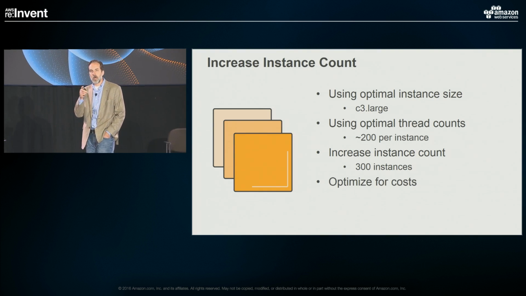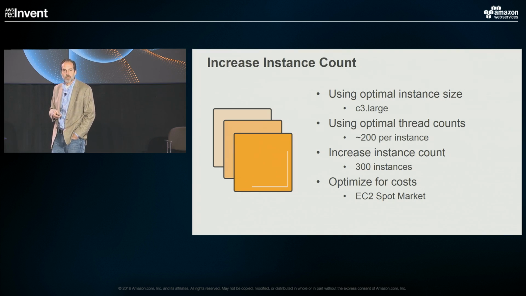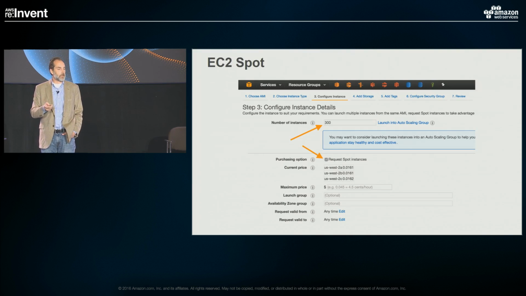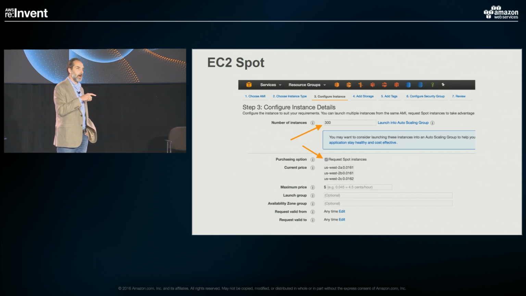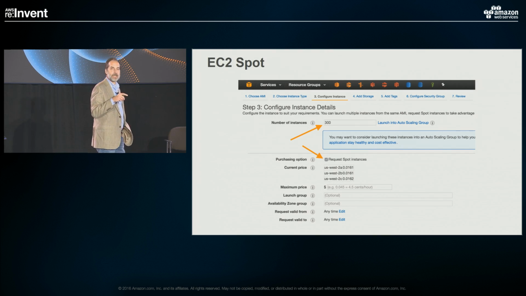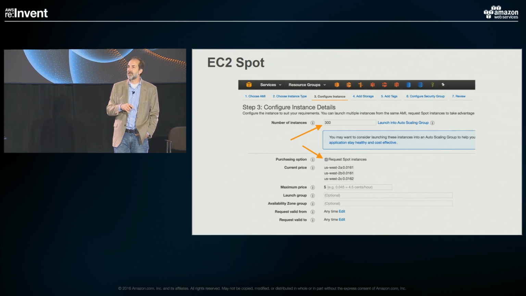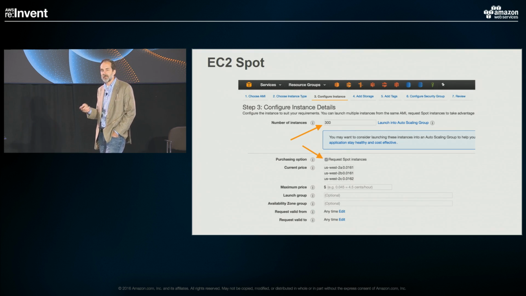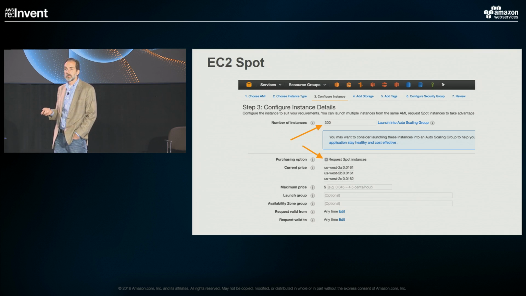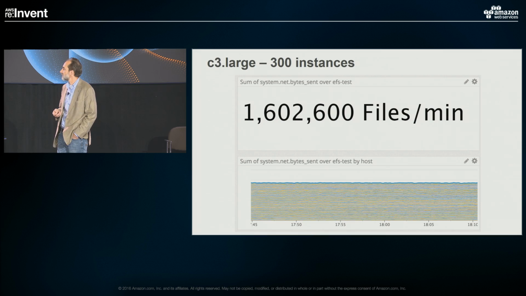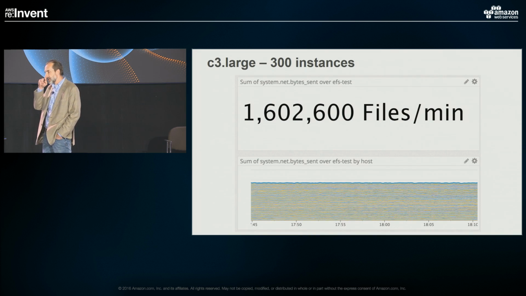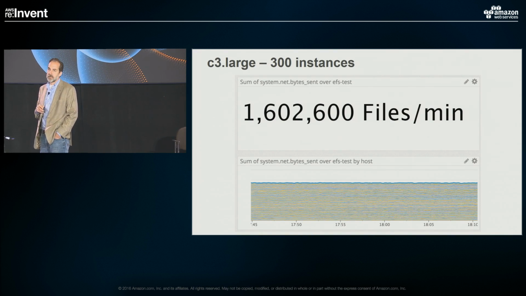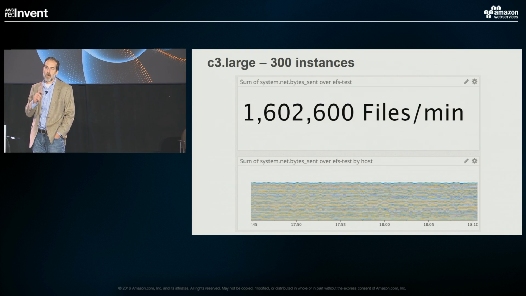Oh, and also we want to optimize for cost. So what did we use? Spot market. So what does that look like? Cost-wise, it's less than $5 to run this test. These instances were running at 4.5 cents per hour. So we were able to do this test very efficiently. With 300 instances of this C3 large instance, we were able to copy 1.6 million files a minute.